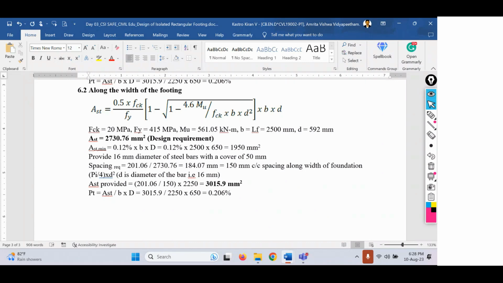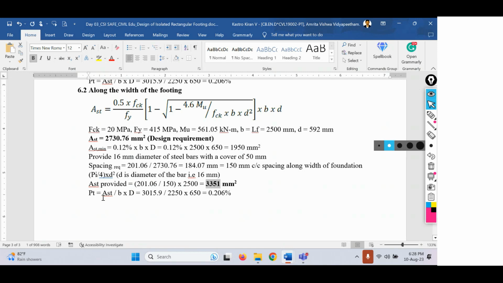So let me take the spacing as the same. I'll just consider it as 150 mm center to center spacing, also along the length and width direction. And then AST provided equals 201.06 upon 150 into the design requirement, which is, sorry, it is the length, that is 2500. So therefore, you're going to get the AST provided value as 3351 mm square. Will be exactly 3351 mm square. So let it be like that.